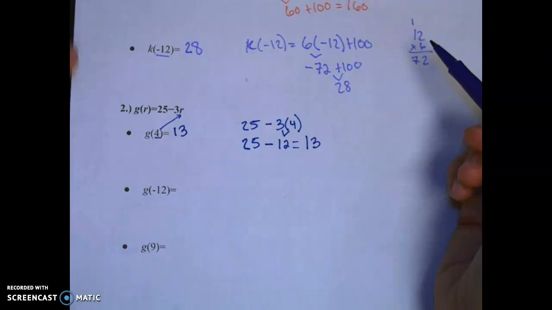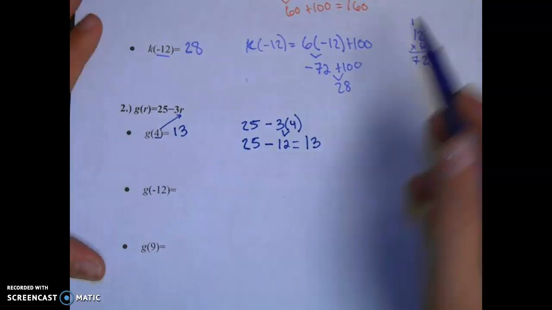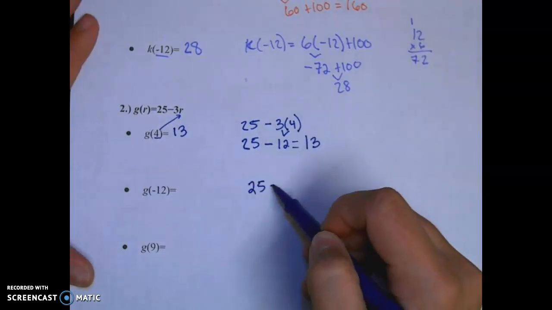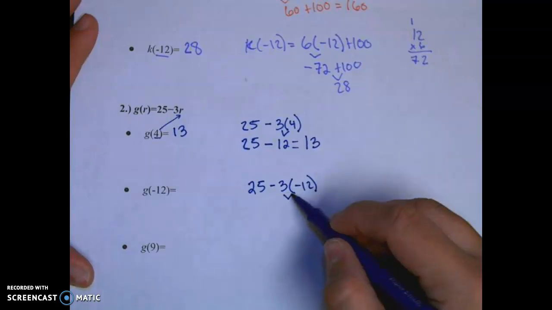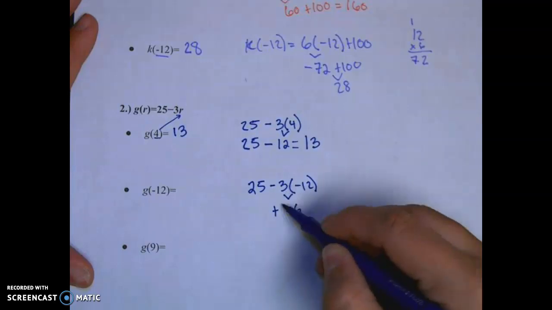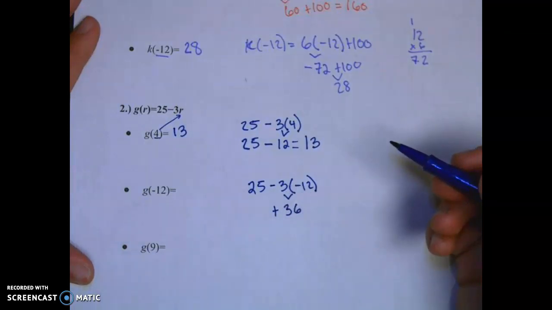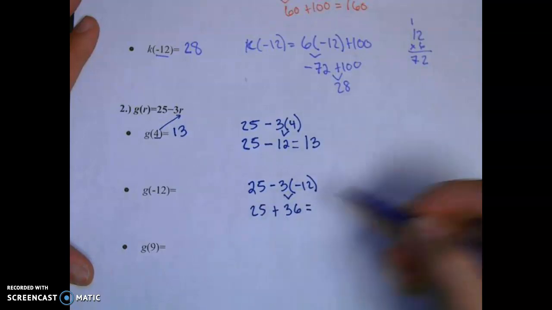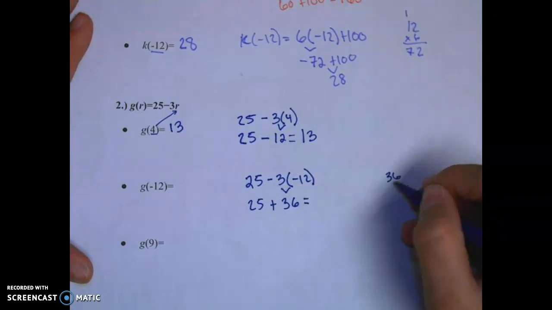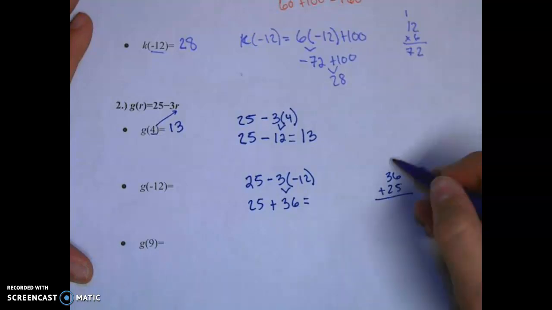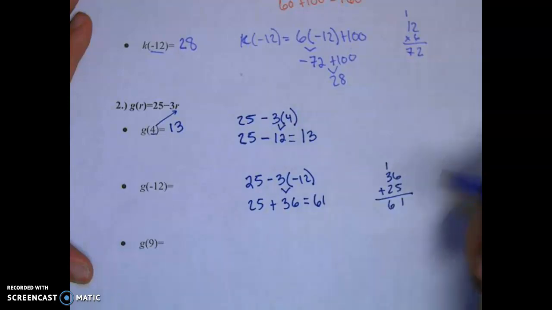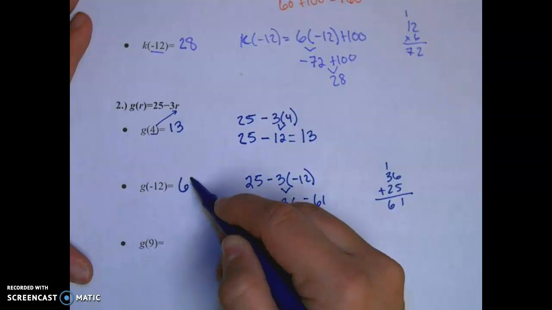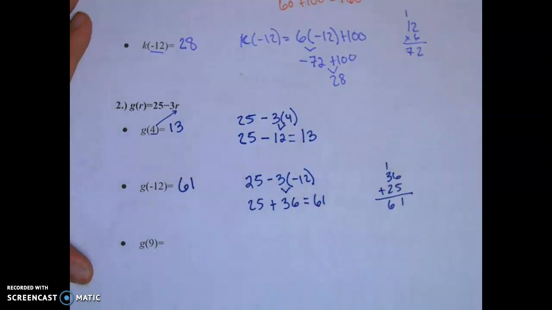I want you to pause this video and do these bottom two here and see what you get. Now that you've paused it, what we're going to do is we have 25 minus 3 times -12. A negative times a negative is a positive. So 3 times 12, 3 times 2 is 6, so it would be 36. Plus 25. What would that give me? Well, let's see if you don't know. Add them together off to the side. 3, 4, 5, 6, so 61. So now at -12 in my function, my y is going to be 61.